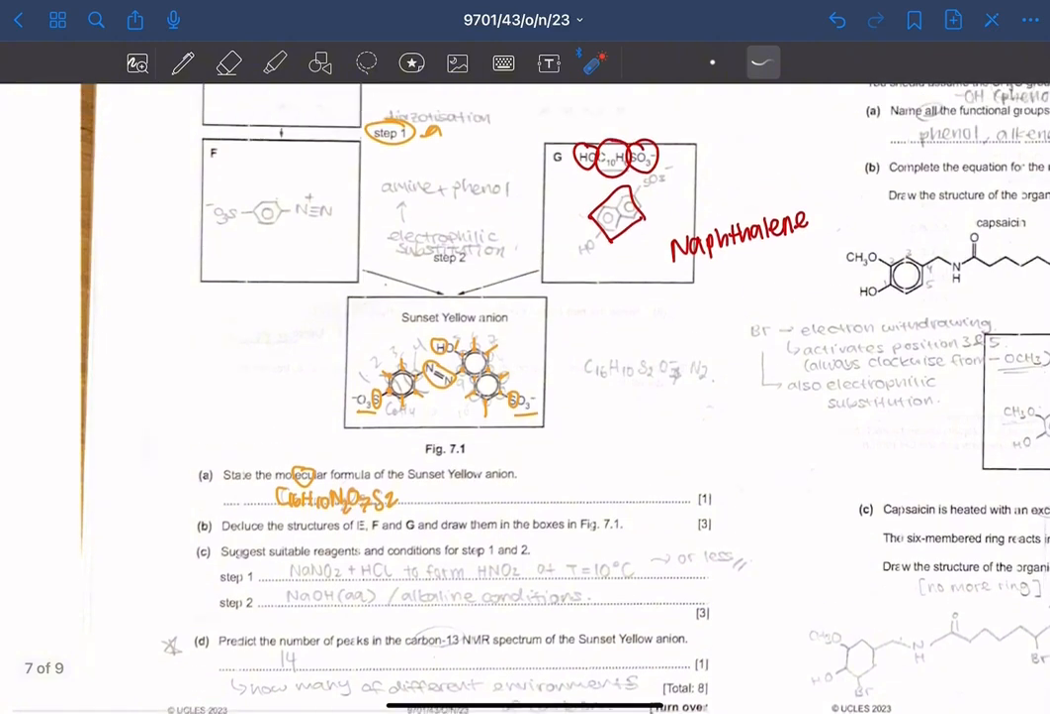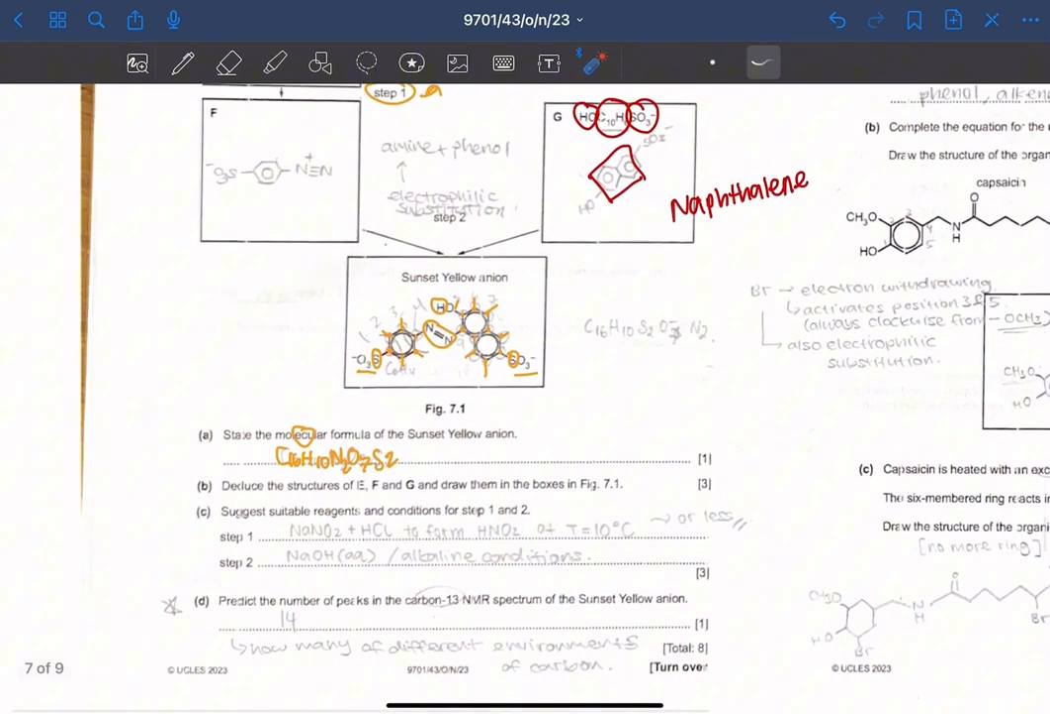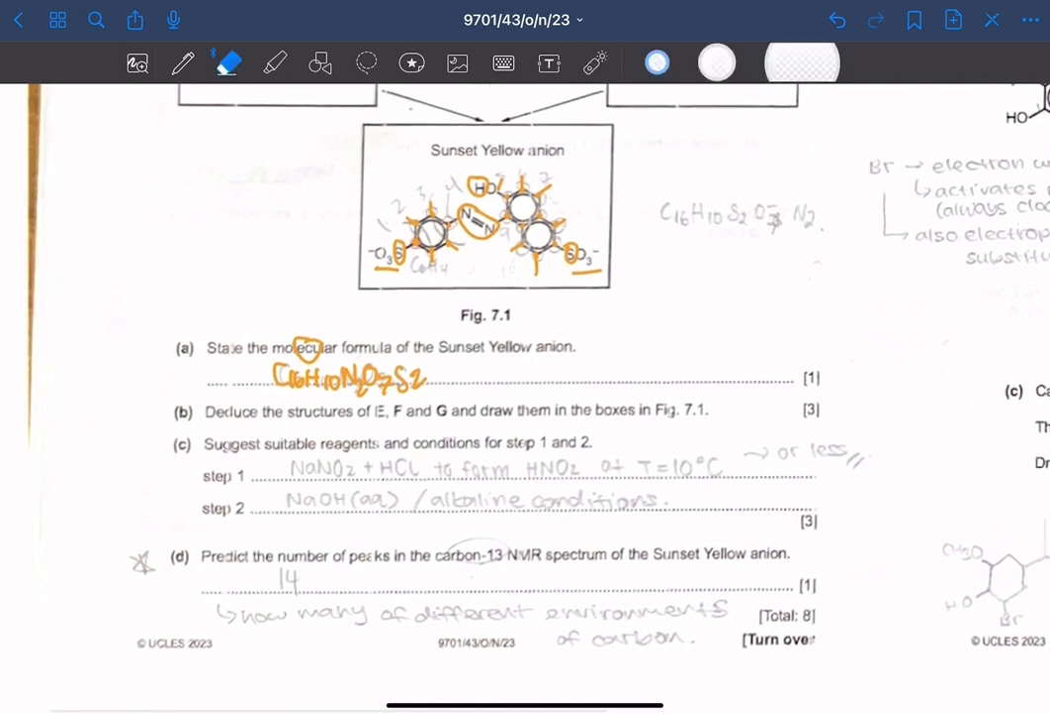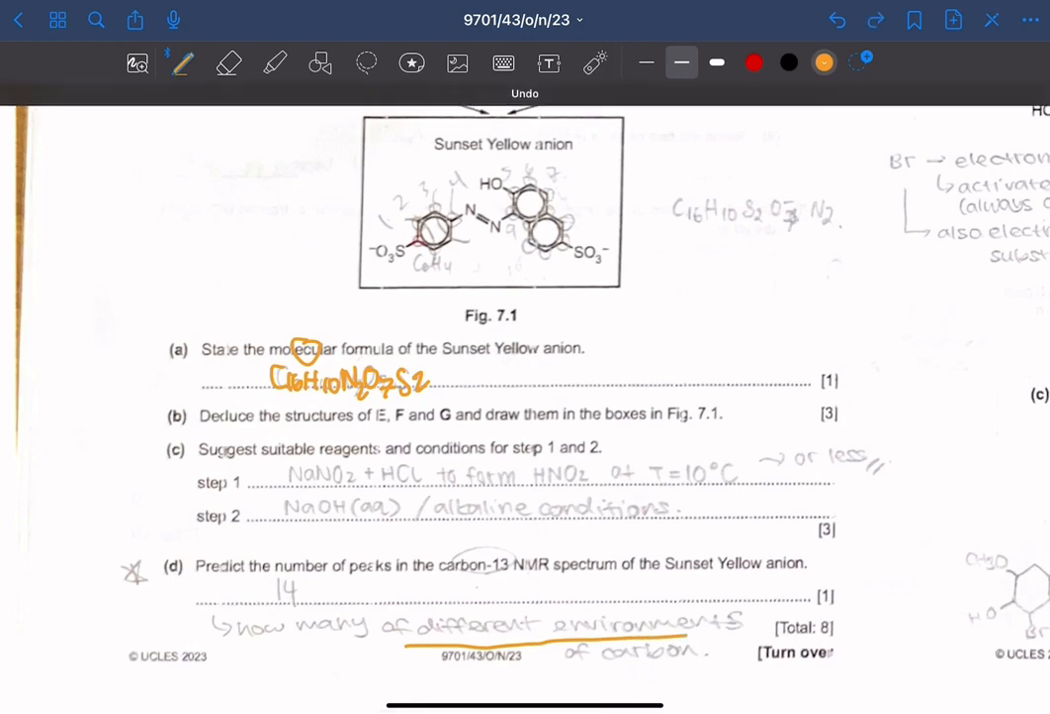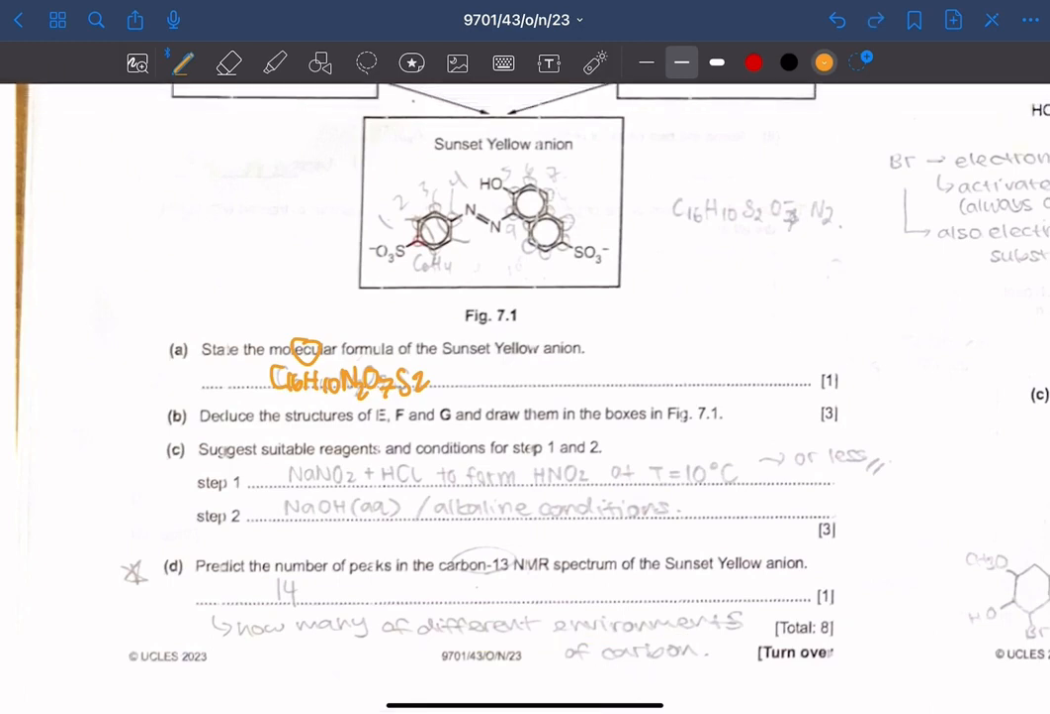D. Predict the number of peaks in the carbon-13 NMR spectrum of the sunset yellow anion. This actually means how many carbon atoms have different neighboring environments. So how many different environments of carbon? It's like this. One carbon is different. These carbons have the same environment. So 1, 2. These carbons have the same environment. 3. This carbon has a different environment. 4. This carbon has a different environment.